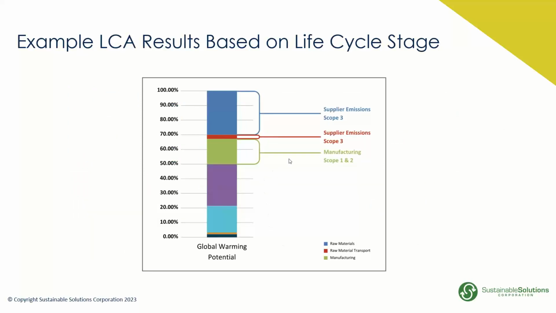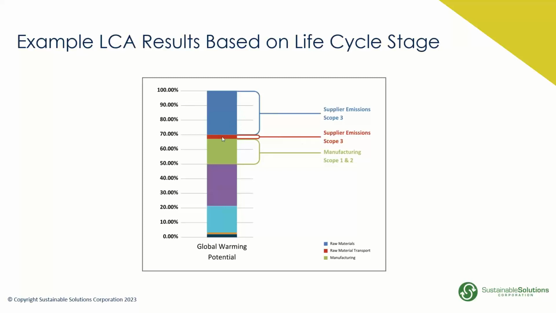potential, I want to point out here that in the raw material stage, the blue, those are typically from suppliers that I'm sourcing materials or raw materials or products or ingredients from, and that would be scope 3 emissions typically. And this is also an indication, when I'm running my LCA, of where my impacts are coming from in raw materials. And this is where sustainable product innovation really comes into play.